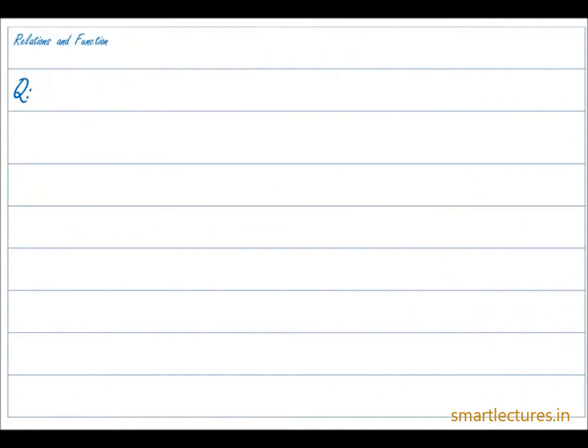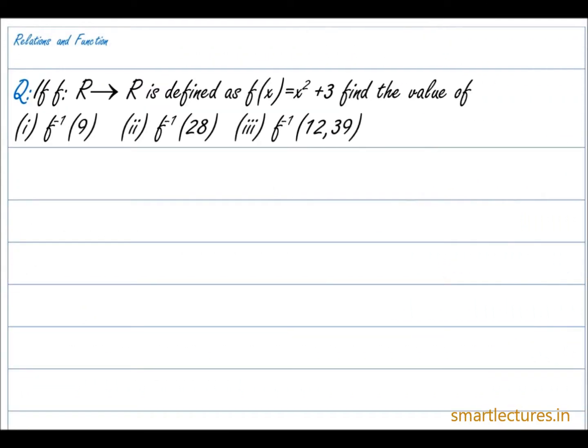Now let's solve one more question. If f is a function from R to R and is defined as f of x is equal to x square plus 3, then find the value of first f inverse 9, f inverse 28 and f inverse of 12 and 39. So first let's find the value of f inverse 9. Now suppose f inverse 9 is equal to x, where x belongs to real numbers.